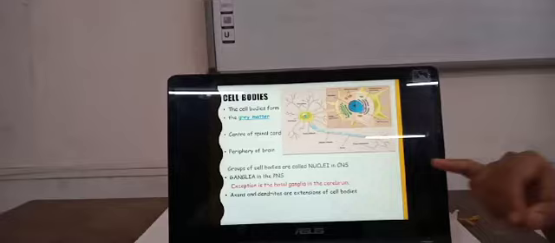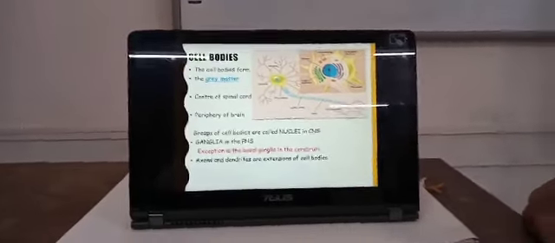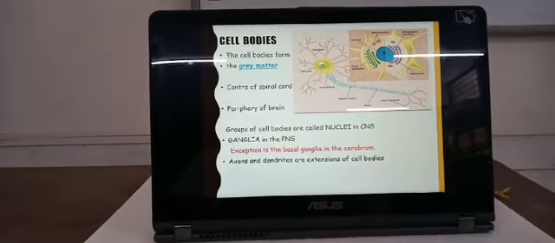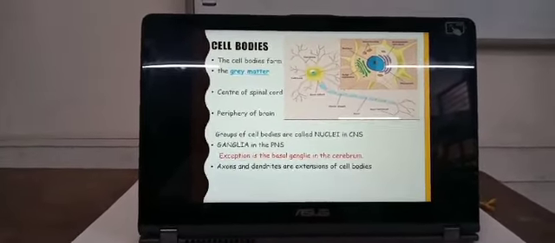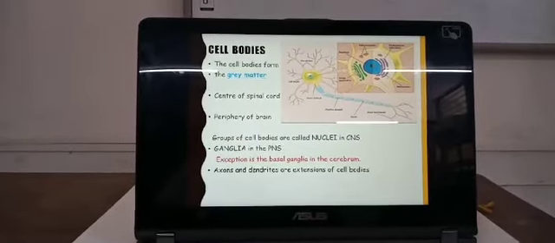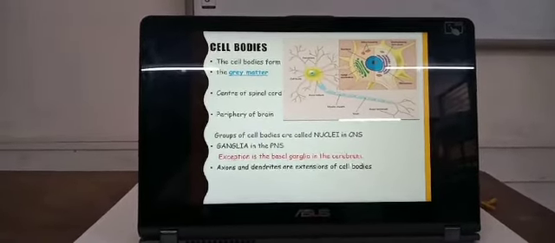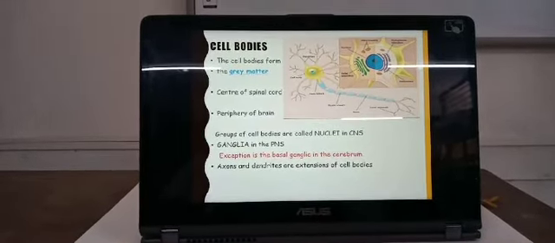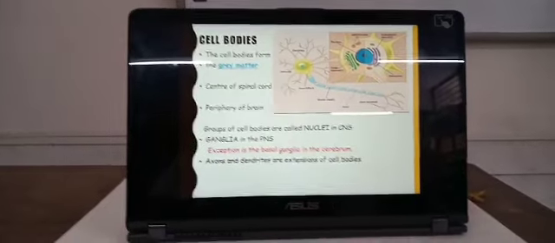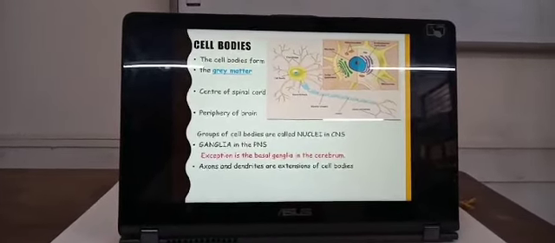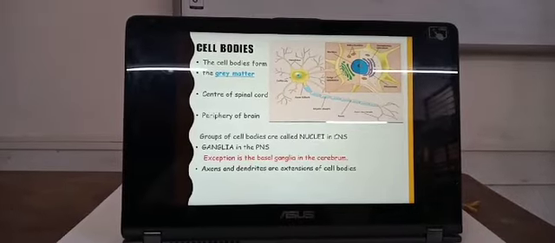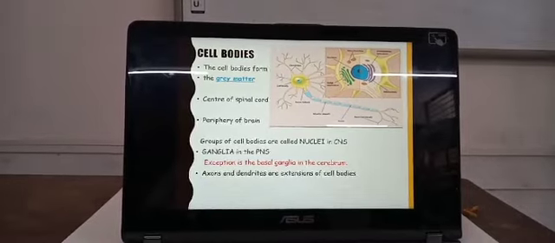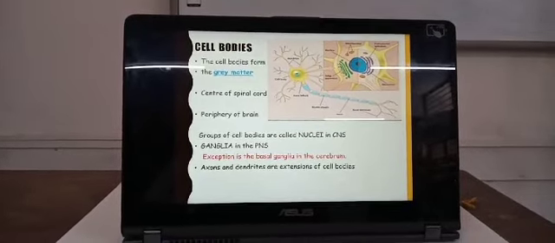Now we learned here the top portion of the nerve cell is the cell body. The cell body forms the grey matter. Now we all would have heard of grey matter and white matter. We are going to learn it in elaborate detail in this chapter. The grey matter is found by the cell body. It is found in the periphery of the brain, as in it lines the outer lining of the brain, and it is present in the center of the spinal cord. The grey matter, remember, is found in the periphery of the brain and in the center of the spinal cord.